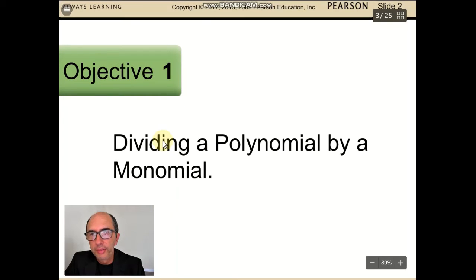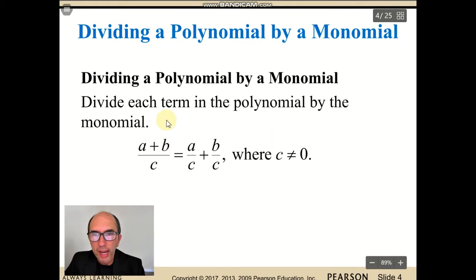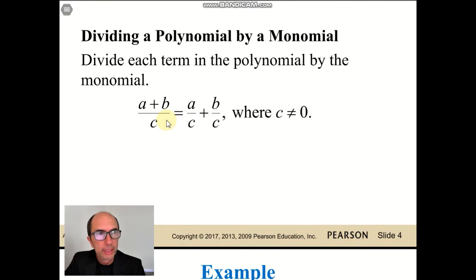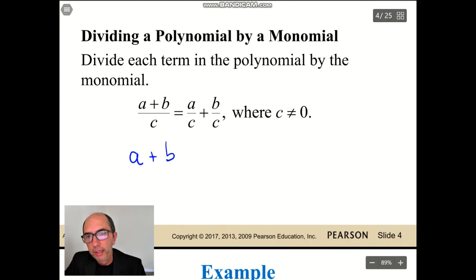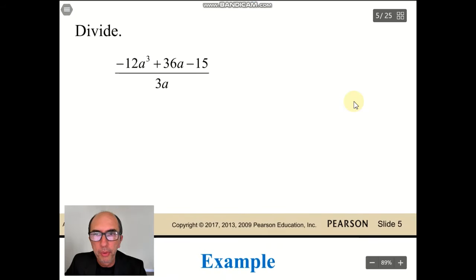The first objective is to divide a polynomial by a monomial, and we divide a polynomial by a monomial by dividing each term in the polynomial by the monomial. If you have the polynomial a plus b divided by c, then this is the same as a divided by c plus b divided by c. Let's apply and see how it works on an example.